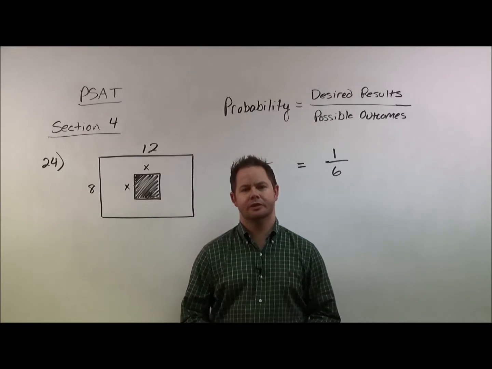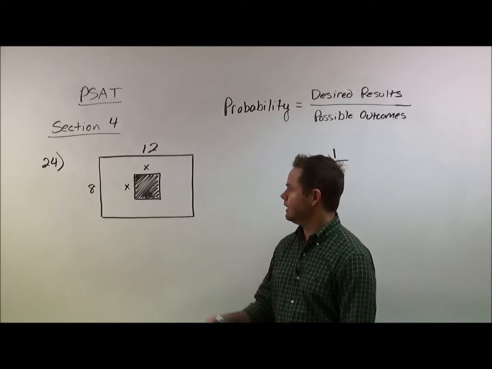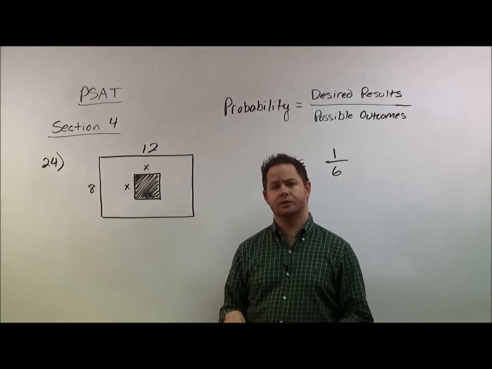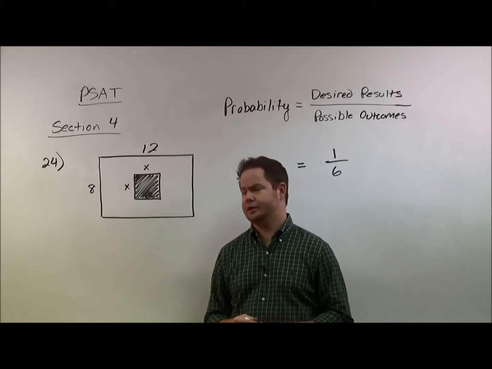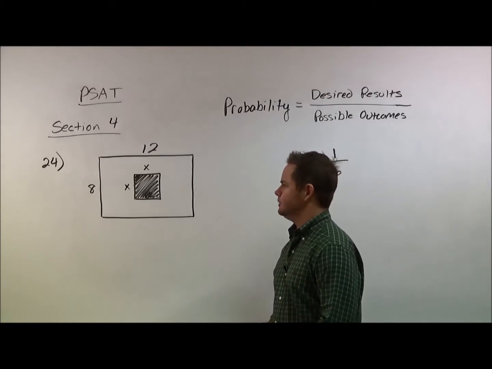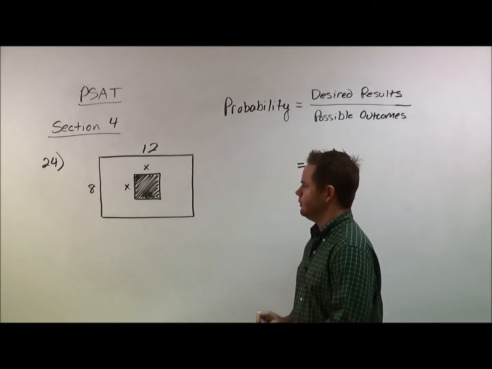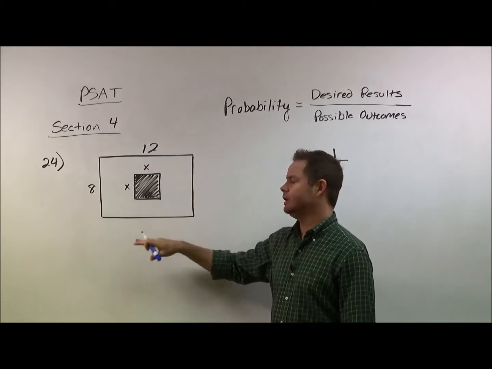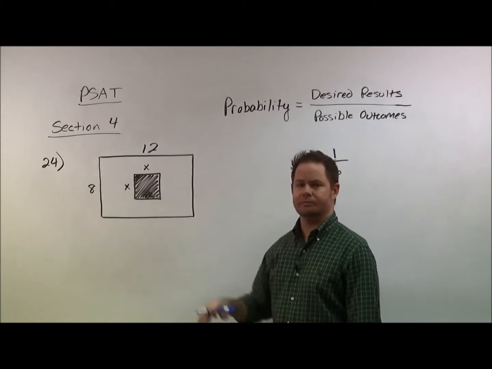Hi, I'm Chris, and we're taking a look at PSAT Math, Section 4, question number 24. This is from this year's, the 2014 PSAT exam. And on this question, we're shown a rectangle with a square inside of it. The rectangle has dimensions 8 by 12, and the square is x by x.